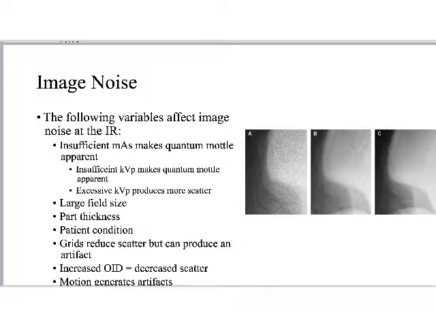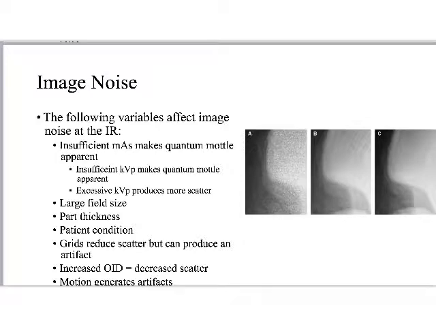As part thickness increases, we see an increase in noise, right? As certain patient conditions increase, we have an increase in noise. So again, going back to our earlier example with pneumonia, as the amount of pneumonia in the lungs increases, it can increase the amount of noise because it's increasing density, which would increase scatter. It'd be a very subtle change, but it would.